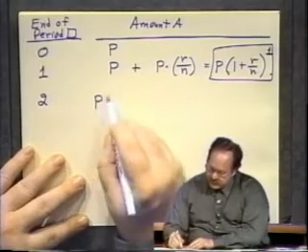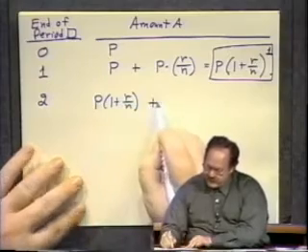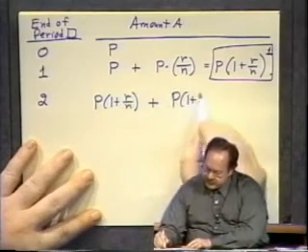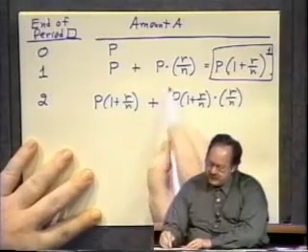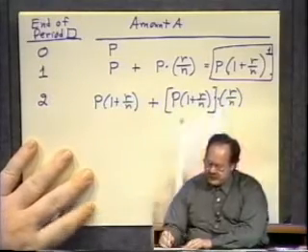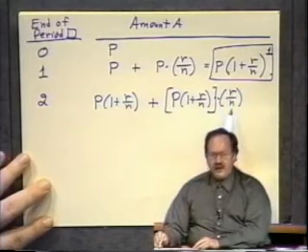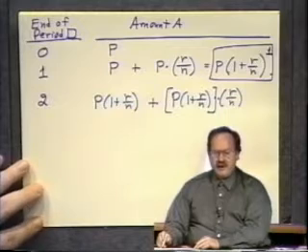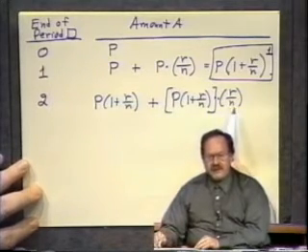So you start out with P(1 + r/n), plus that same amount, P(1 + r/n), times r/n, because at the end of the period you take the initial amount you had and multiply it by r over n, the rate divided by however many periods there are. So this is what you have at the end of period 2.